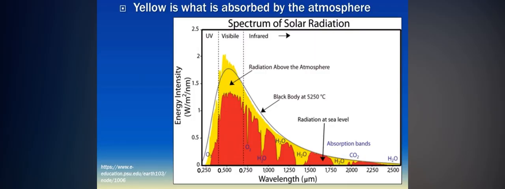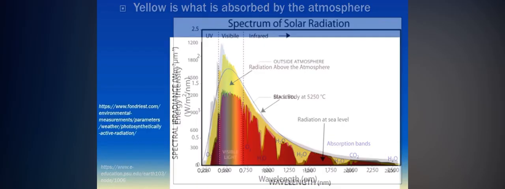Notice down here I've changed the units of wavelength. At first they were in nanometers, and now they're in micrometers. A micrometer is 1,000th of a millimeter. Very tiny little thing, 1,000th of a millimeter. Or 1,000,000th of a meter. A meter is 39 inches approximately.